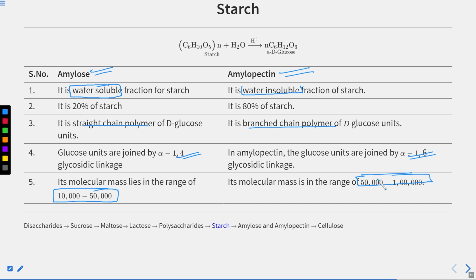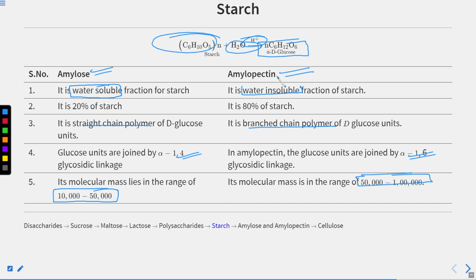As I mentioned earlier, starch does not have a fixed number of monosaccharide units. Even I would say that no polysaccharide has any fixed number of monosaccharide units. Therefore the general equation for this hydrolysis is (C6H10O5)n, and if you hydrolyze it with acidic hydrolysis, H+, it would give n moles of alpha D glucose.